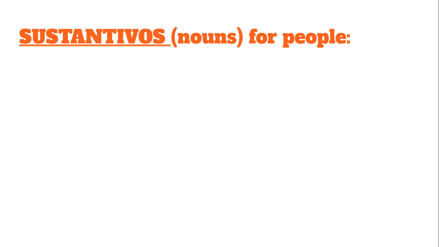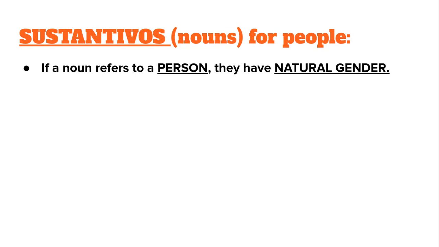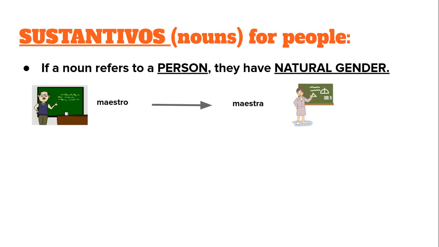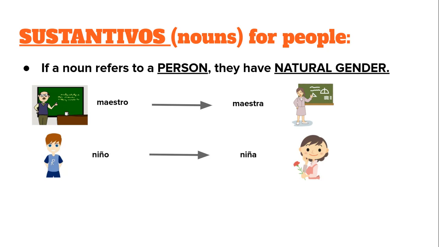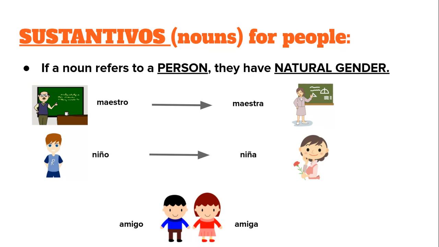Well, if a noun refers to people, they have what we call a natural gender. What does that mean? Well, for example, the picture on the left, we have a male teacher, maestro. The picture on the right, we have a female teacher, maestra. The noun is automatic. We have niño, a niña, and amigo, an amiga. Notice that all those masculine nouns ended with the letter O, all those feminine nouns ended with the letter A.